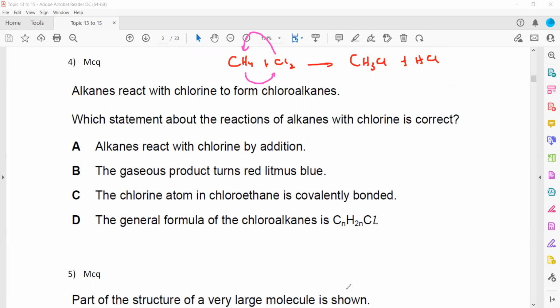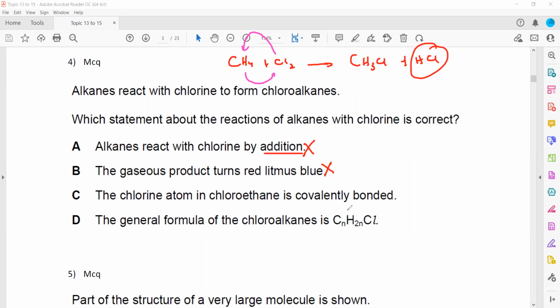So which statement about the reaction is correct? Alkane reacts with chlorine by addition. That is wrong, because this is not addition, this is substitution. The gaseous product turns red litmus blue. That is wrong. This gaseous product, which is HCl, does not turn red litmus blue, it will turn blue litmus red, because HCl is acidic.